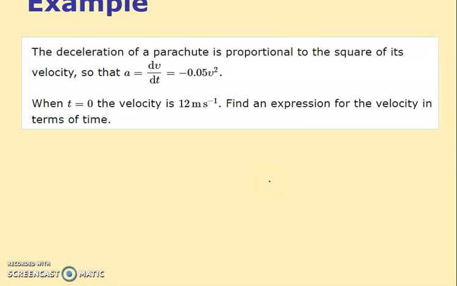Another example, the deceleration of a parachute, and this looks very different, is proportional to the square of its velocity. Okay, so proportional, so deceleration, that's a.